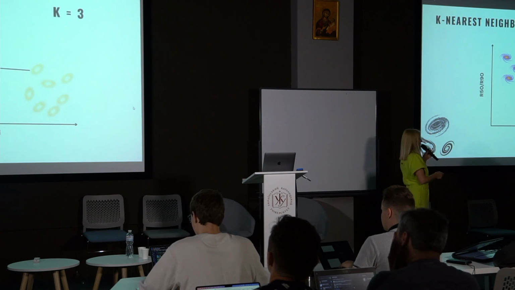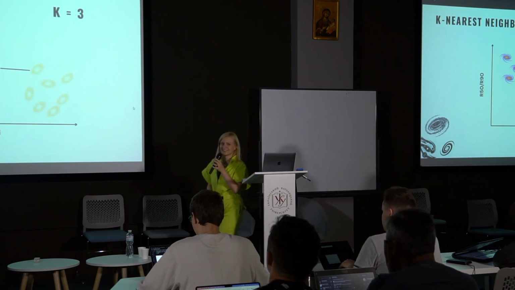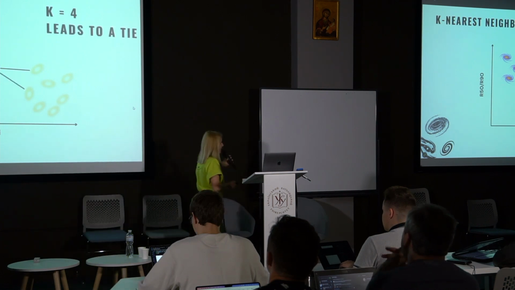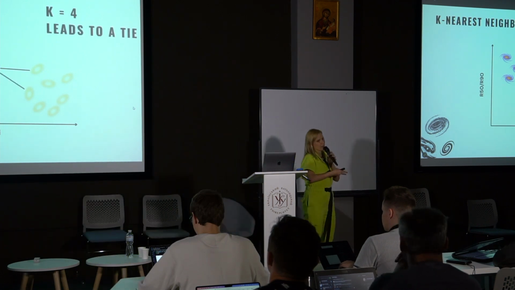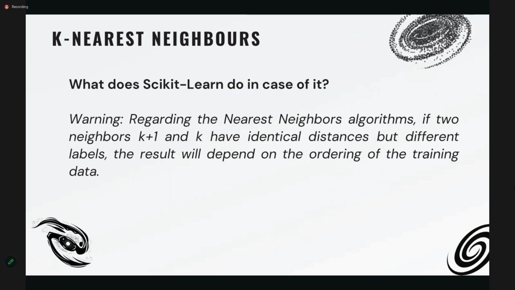But if we take k equals 3, we have 2 spiral and 1 elliptical. It's easy, yeah. It will be spiral because we have 2 spiral and 1 elliptical. But if we have 2 spiral and 2 elliptical, it leads to a tie. And we should go to scikit-learn and read about the warning in this situation.